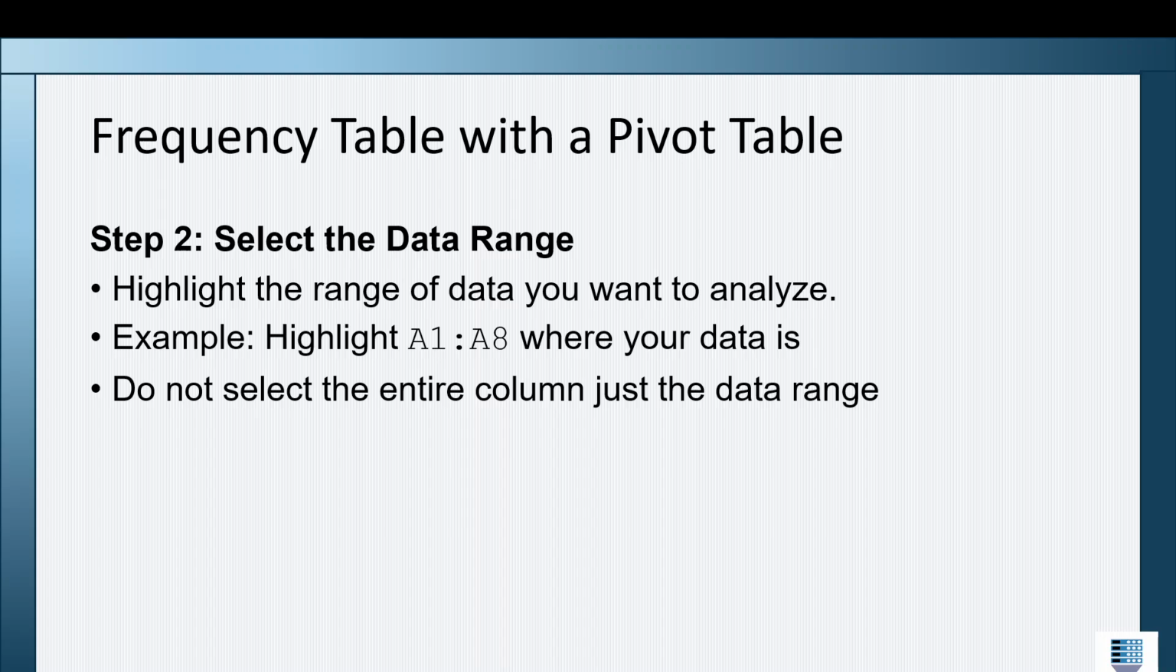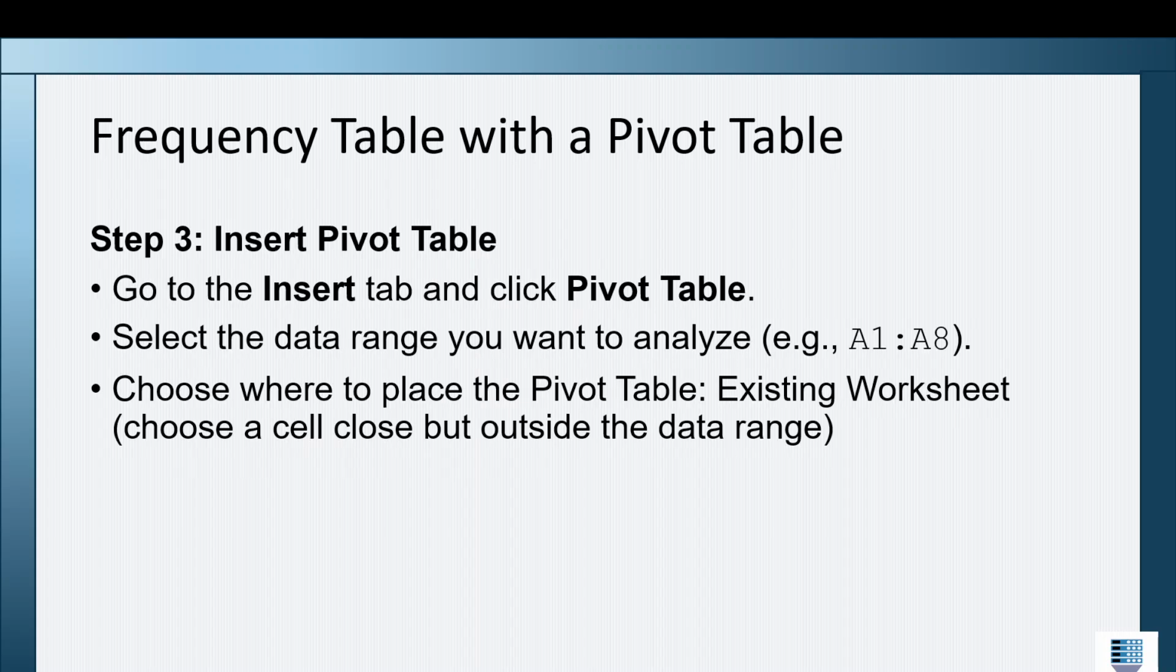Next, to make the frequency table, we're going to select the data range. Don't select the entire column because you'll create a bit of a mess. There may be extra things in the column that you don't want there. And if you select the entire column, it's easier, but it will also give you a blank row in the frequency table that doesn't look very nice. Next, we're going to go to Insert and then Pivot Table. Let me show you how to do this.